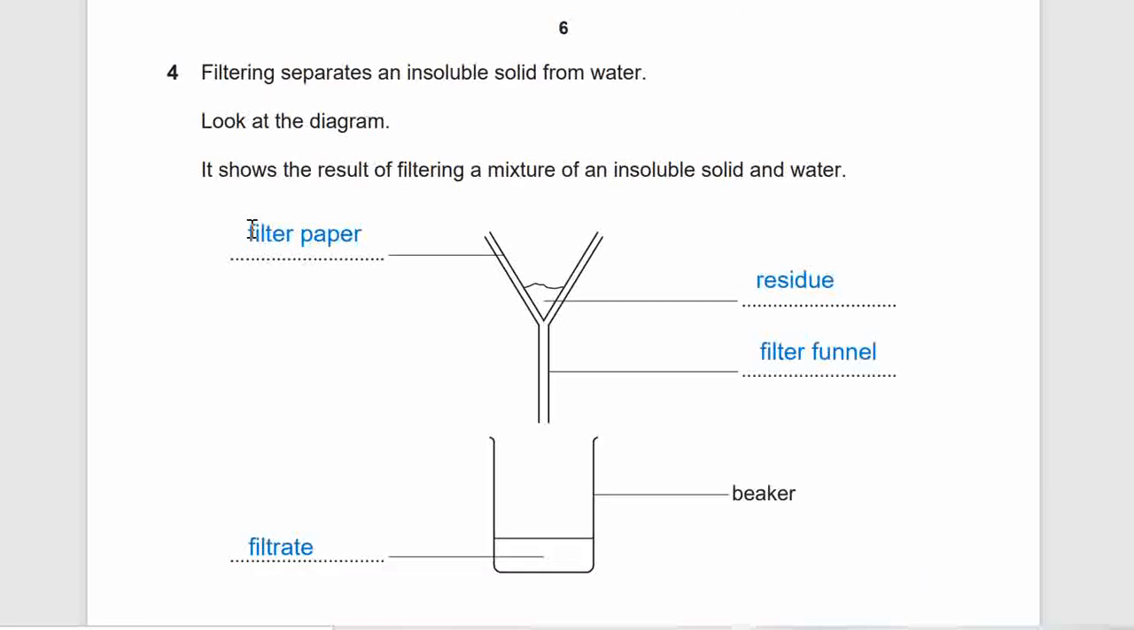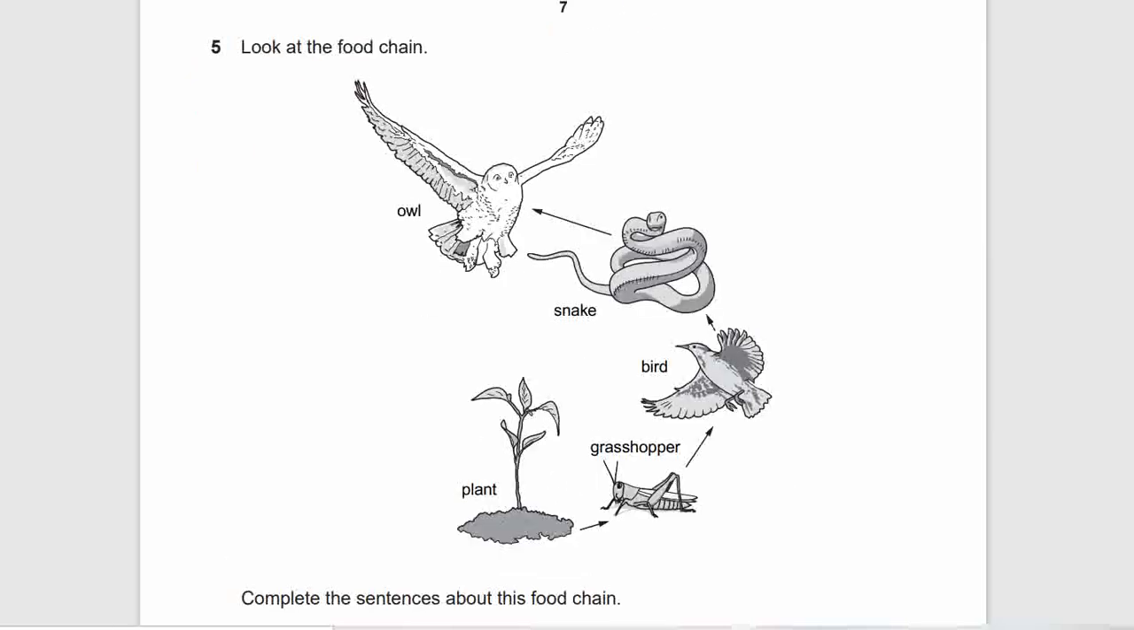So we will write down this as filter paper. This will be the residue or the solid. This will be the funnel, and this is the beaker, and this is the filtrate or the liquid that passed through the filter paper. Now we are in question number 5.